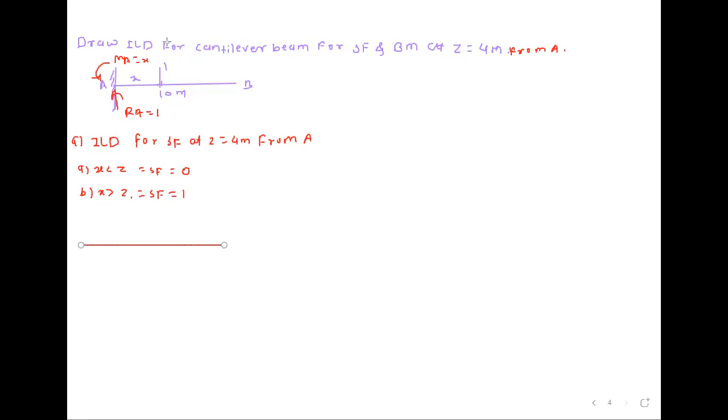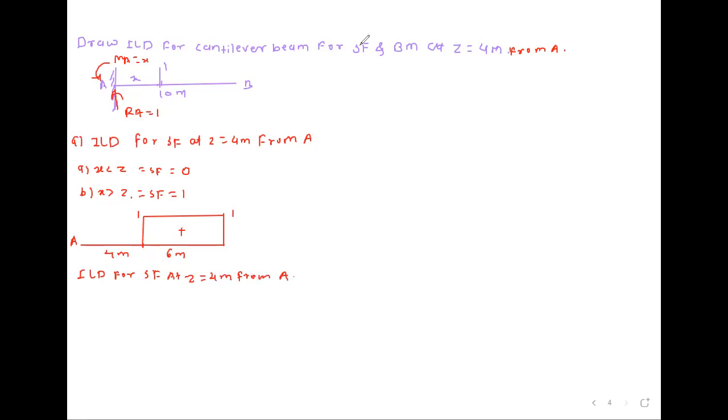Accordingly you have to draw the diagram here. So the Z location, from A to C the distance is 4 meter and the remaining distance is 6 meter. From this 4 meter, the shear force value is 1 here. This is the shear force diagram. Here the value is 1, plus, this is 6 meter, and this is the ILD for shear force at Z which is equal to 4 meter from A.